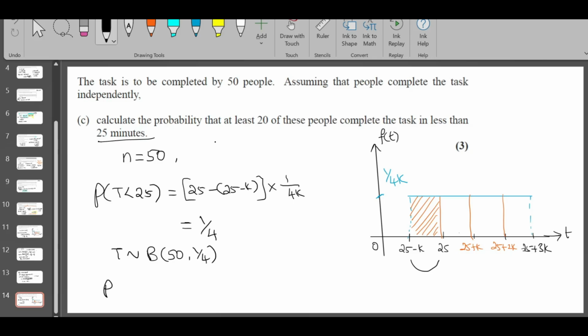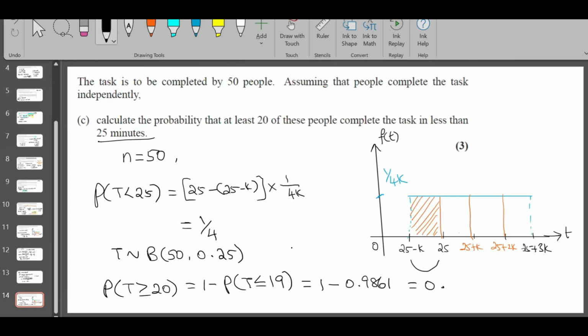They want us to find at least 20. X is greater than or equal to 20, which is 1 minus X less than or equal to 19. So 1 minus, get the probability with n equal to 50, p equal to 0.25. You can write it as 0.25 if you want. 0.9861. So when you subtract, it's 0.0139. That's the final answer.